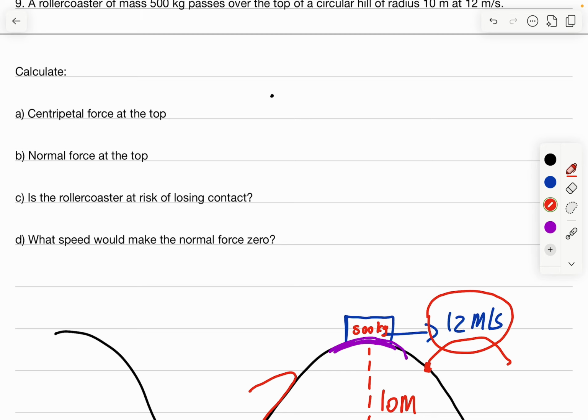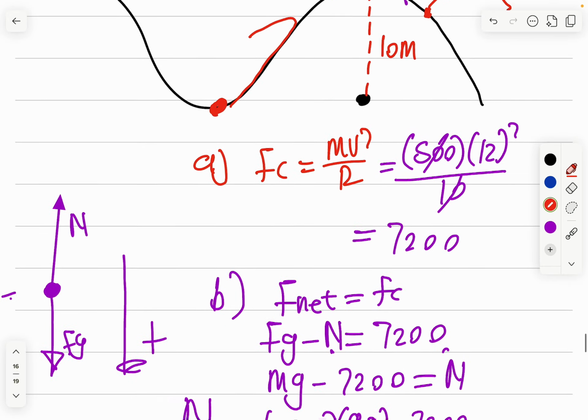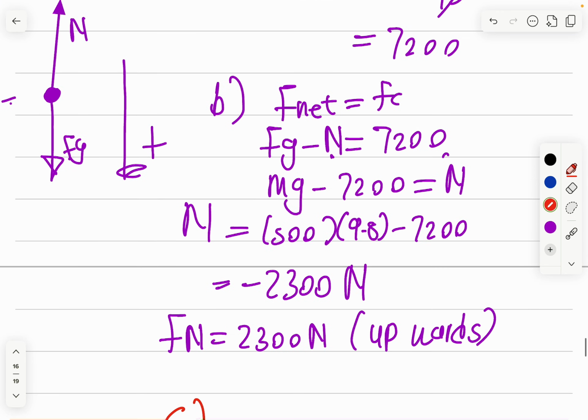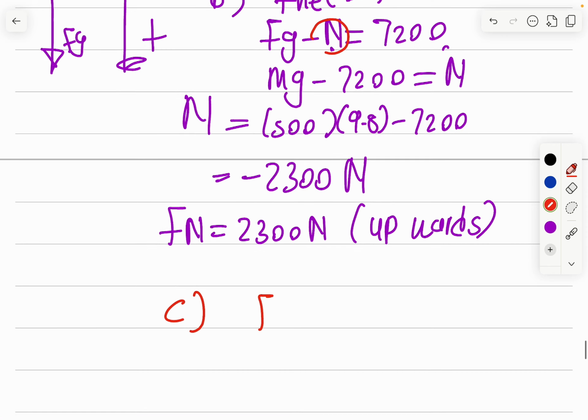Since it was able to go at the top of the cliff, it means it can also be able to go down at the bottom of the cliff. Understand? It's practical. But what is the speed that will make the normal force 0? It means you will assume this thing is 0 and check what the speed is. F net equals to what?